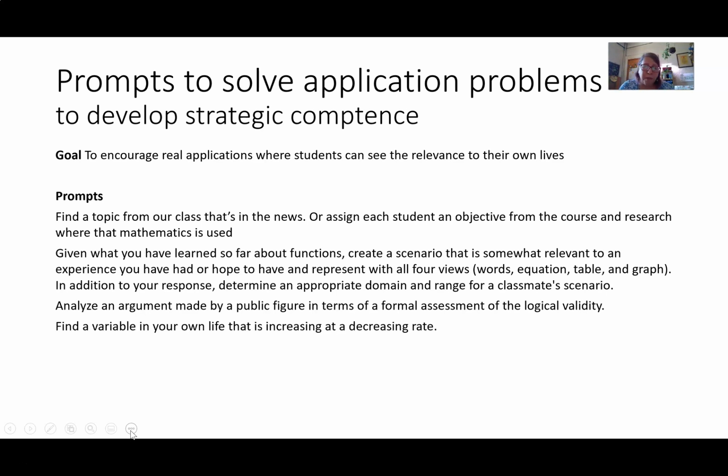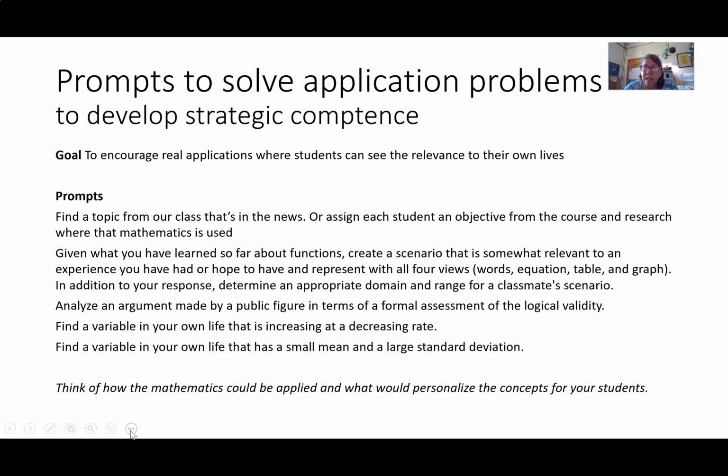And this is one of my favorites. Find a variable in your own life that's increasing at a decreasing rate. Super for calculus. Or for statistics, find a variable in your own life that has a small mean and a large standard deviation. So the key here is personalizing it for the students, right? Their own variable, their own interests, their own categories, or parts of the math class that they want to talk about.